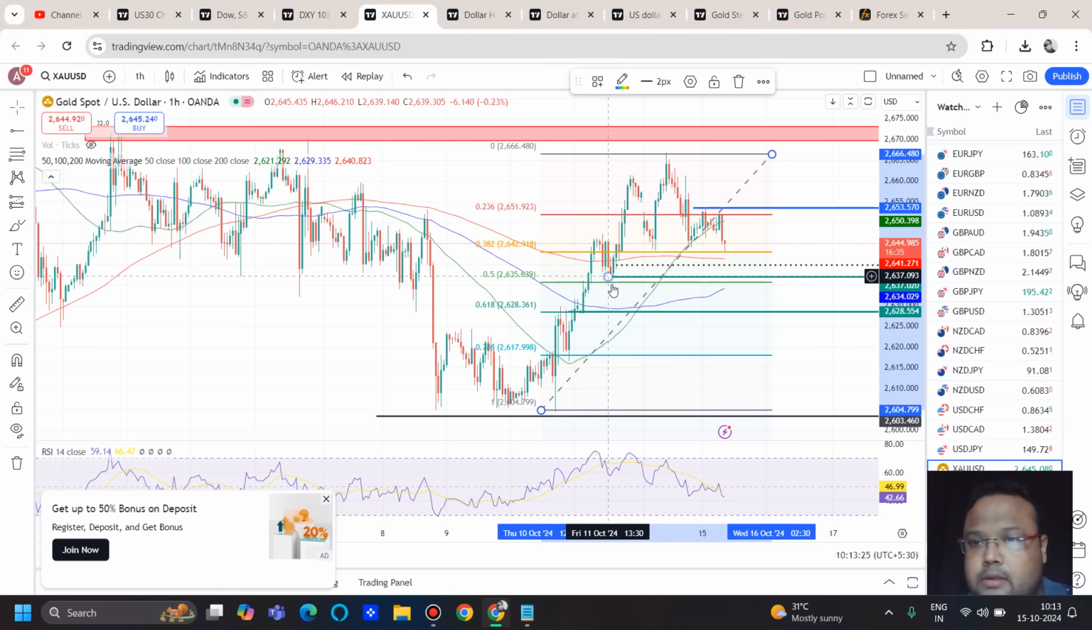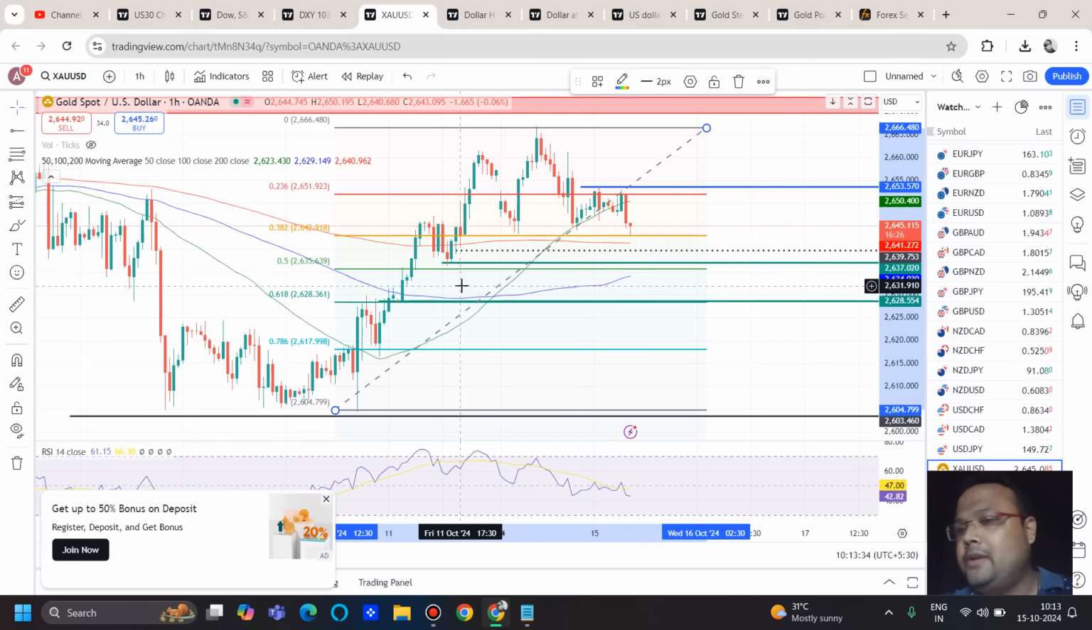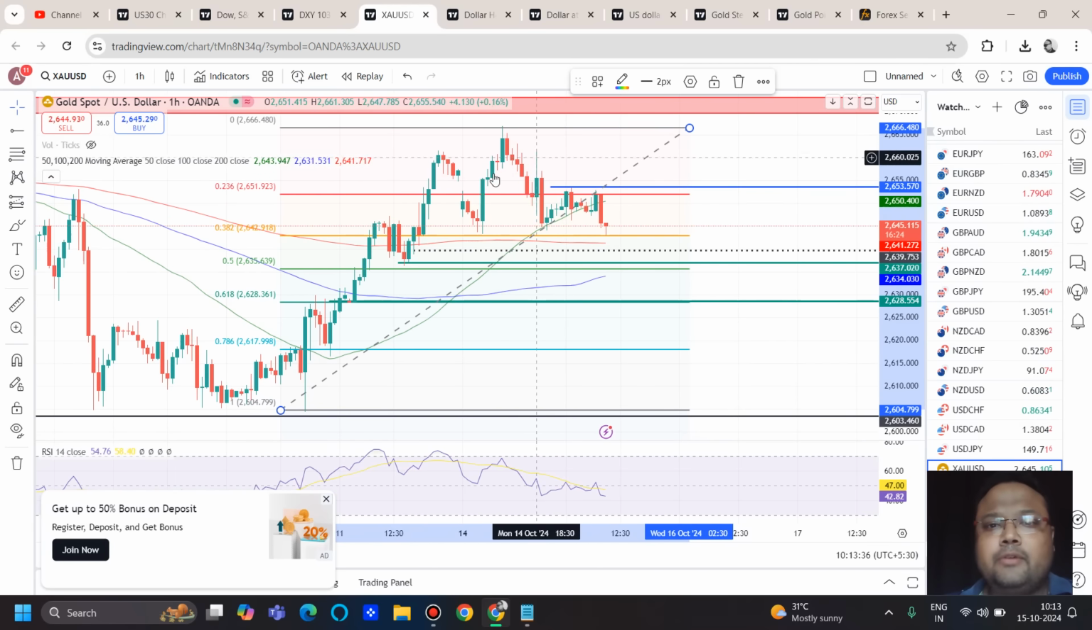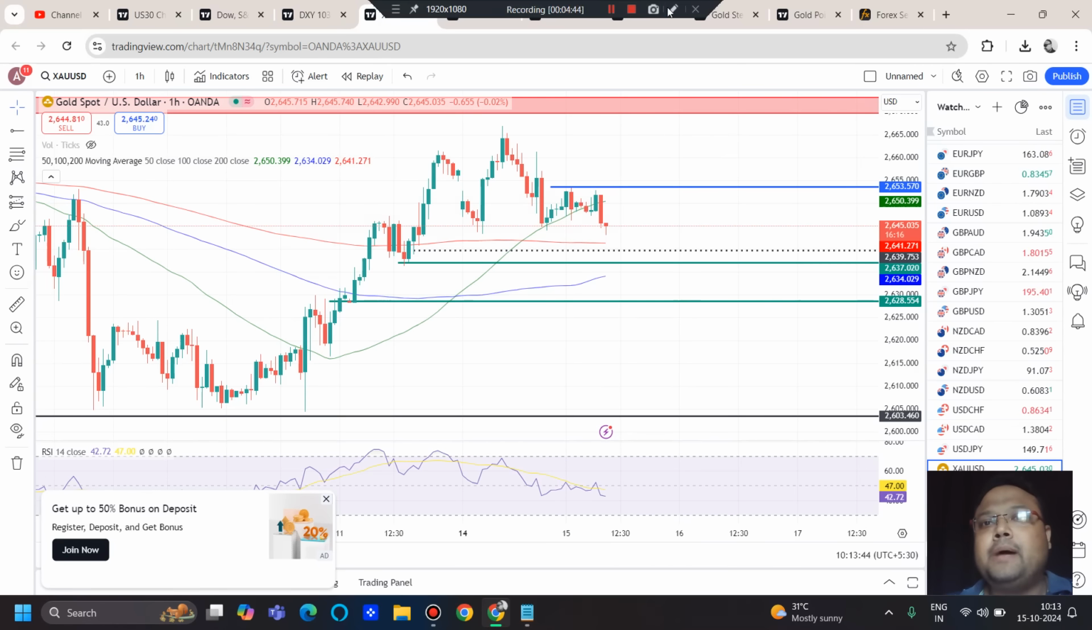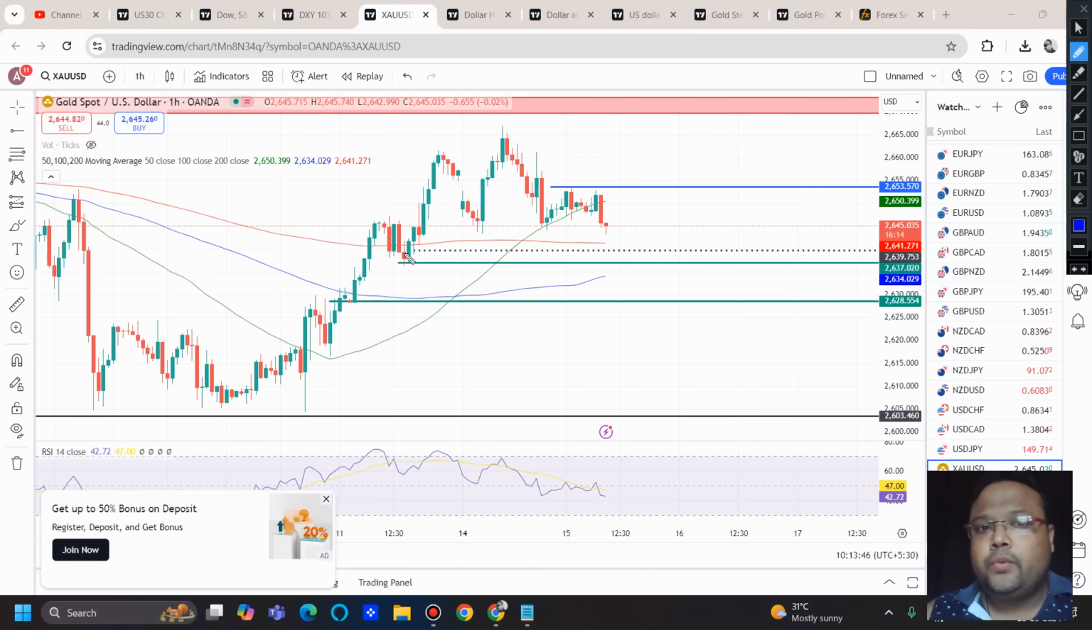2628. Yeah. We have the Fibonacci 61.8% retracement level. So we are expecting that 61.8 will provide support to the market, and overall the Fibonacci levels have been doing a good job. So we are expecting as a day trader that around 2628 we will be able to see some good bounce. But before 2628 we also have support around 2639 area as well.